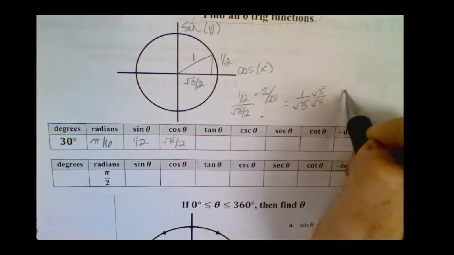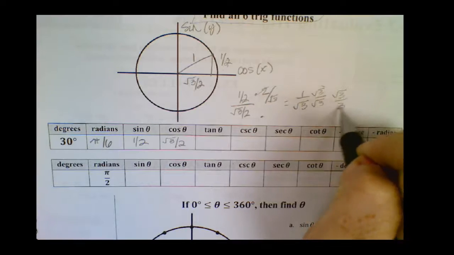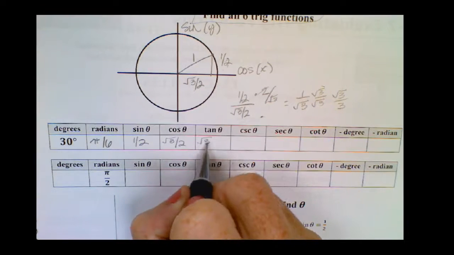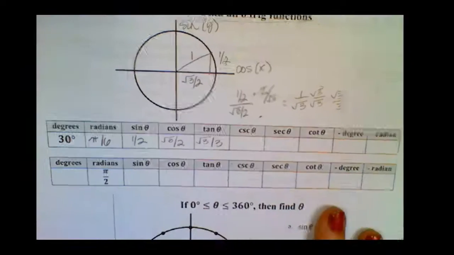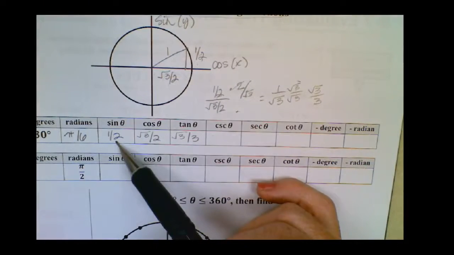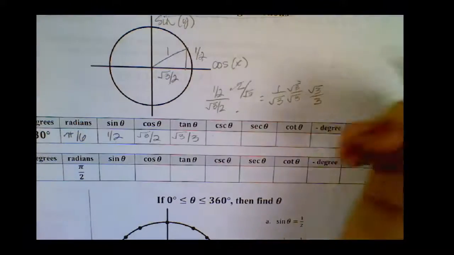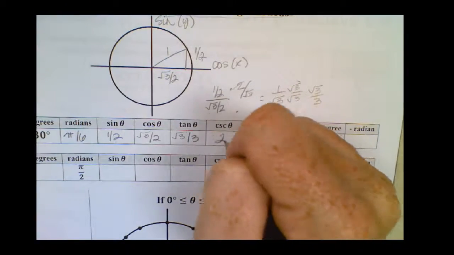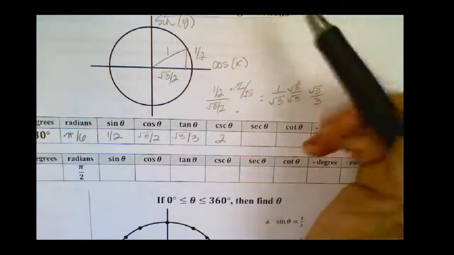So we're going to rationalize it. Maybe we get square root of 3 over 3. So now you've got where you're starting with that. Now you just simply need to take each one of these and flip it back over. So the reciprocal of 1/2 is 2, so our cosecant is 2.